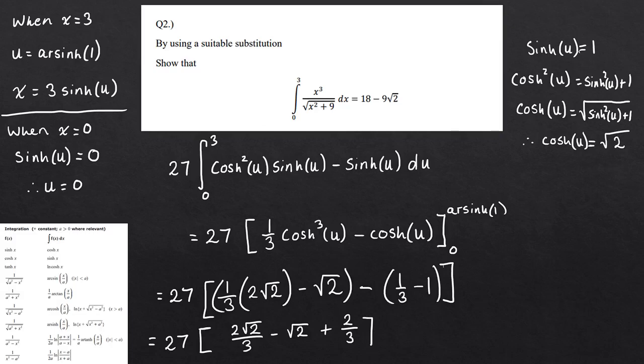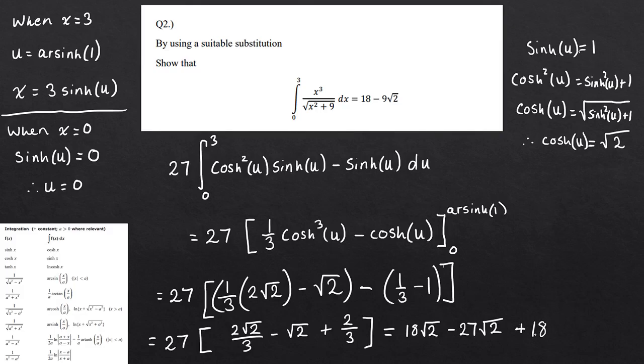So hopefully everything makes sense up to now. And then at this stage here, I'm just going to multiply everything through by 27. Okay, so if we do that here, times everything through by 27, what would I get? Well, I'm going to get 18 root 2. So 2 root 2 over 3 times 27 gives us 18 root 2. Minus root 2, if we times that by 27, would give us minus 27 root 2. And then finally, 2 over 3 times 27 would give us plus 18.